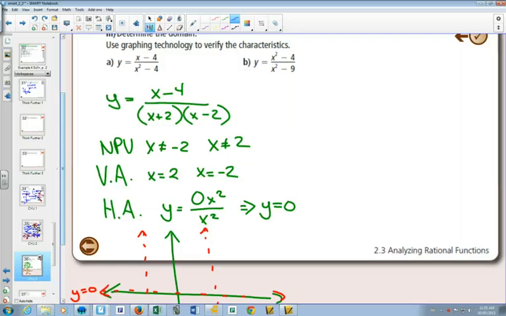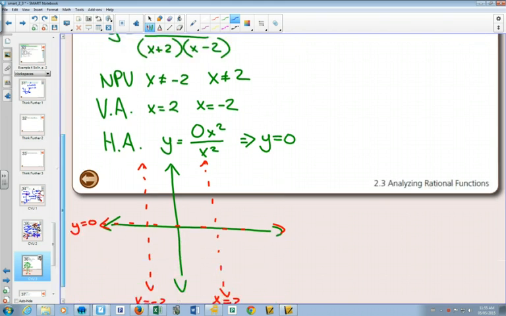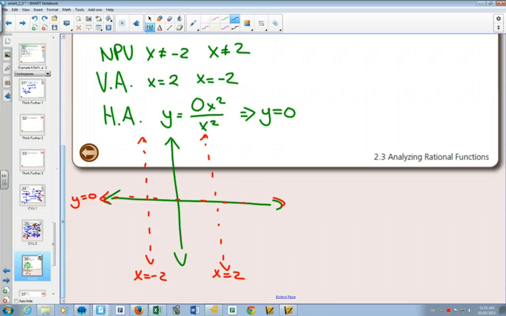Remember, y-intercept, plug 0 in for x. Can you see that you're going to just get 1? You'll get negative 4 divided by negative 4, which is 1. So we know that when x is 0, y is 1.